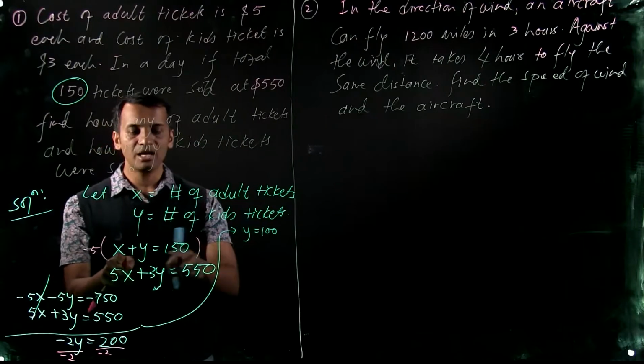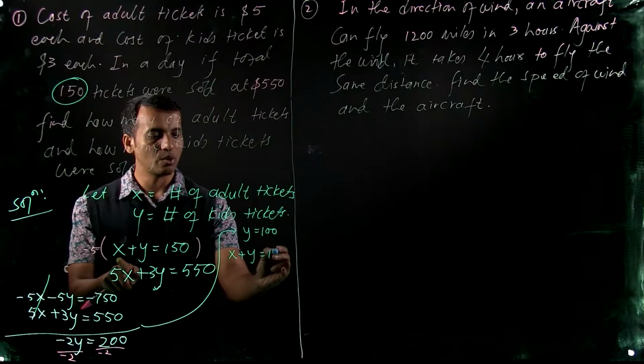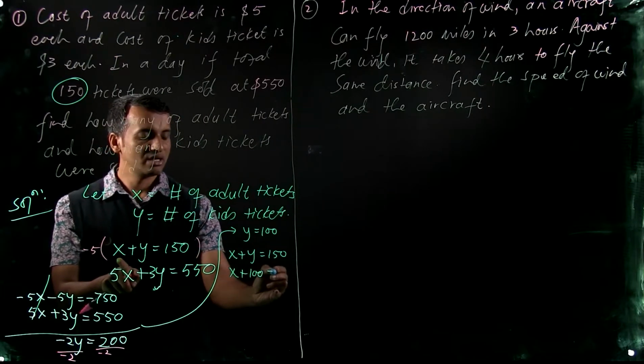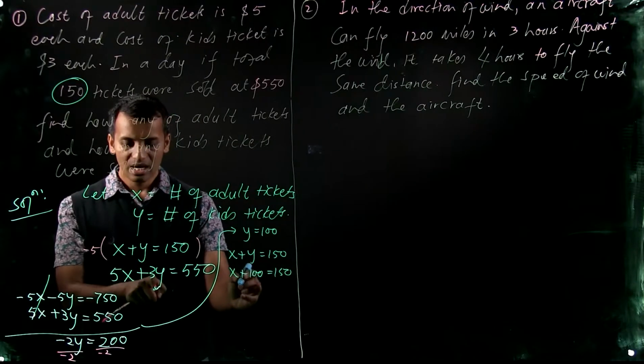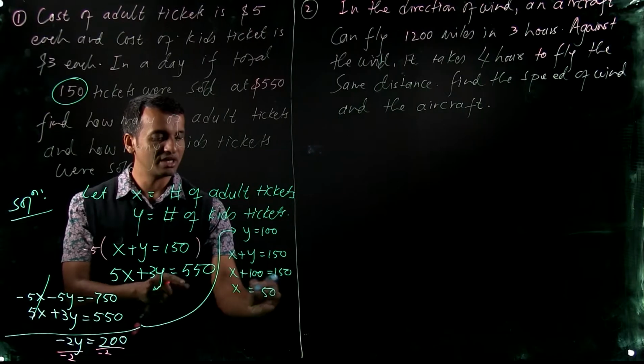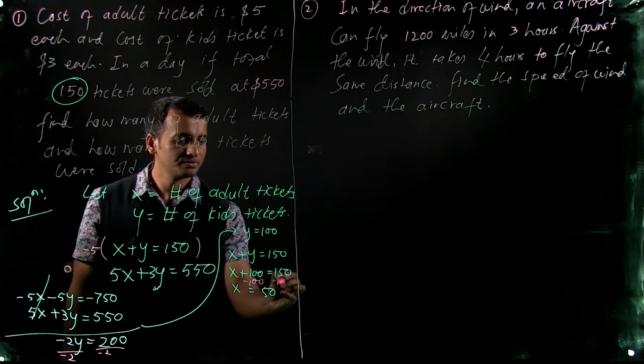So you plug the y value into the first equation. The first equation was x plus y equals 150. So x plus 100 equals 150, right? And then what do you get? You get x equals 50 because you subtract 100 from both sides.